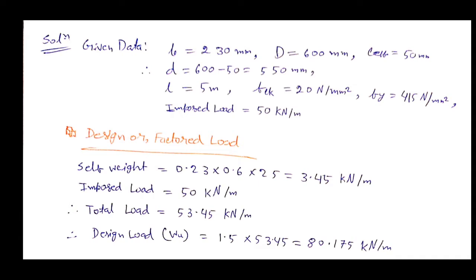Now we have to find out the design load. For that we have to apply the load factor, the partial safety factor, from Table 18 of IS 456 2000, that is 1.5 for dead load and live load combination. So now multiply the total load, that is 53.45 into 1.5, that is equal to 80.175 kN per meter.